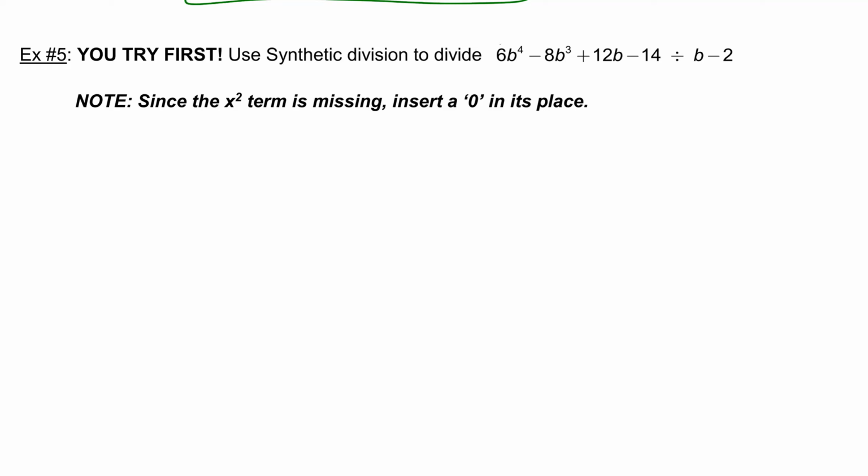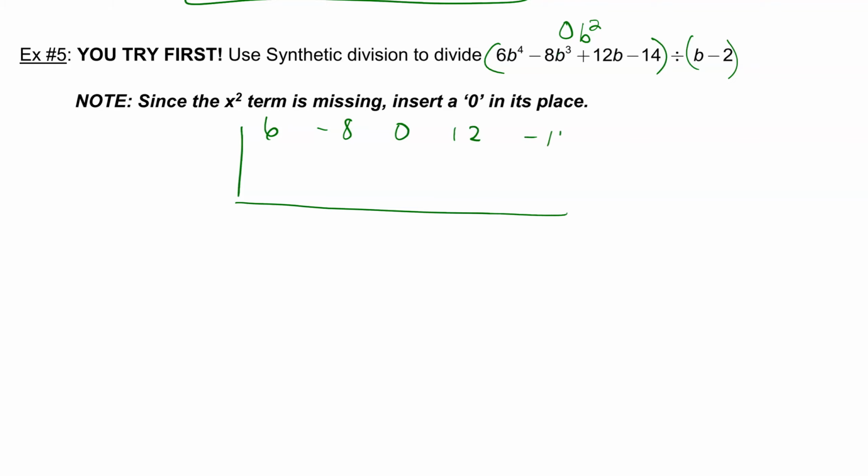So use synthetic division to divide. All right, let's see. 4, 3, once again, I'm missing the squared term. There's no b squared. Otherwise, it would be in here, right? There's none, so hence the coefficient is 0. You have to leave a space for it. So I have 6, -8, 0, 12, and -14. And if I set b minus 2 equal to 0, I see the number I'm going to be putting over here is 2.